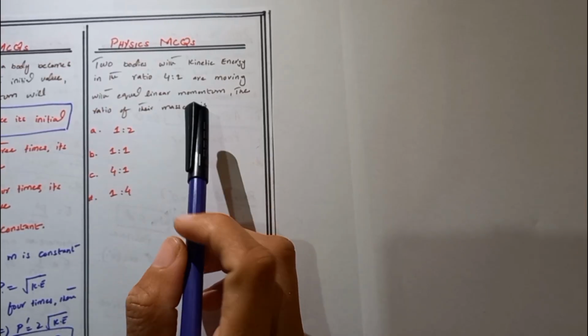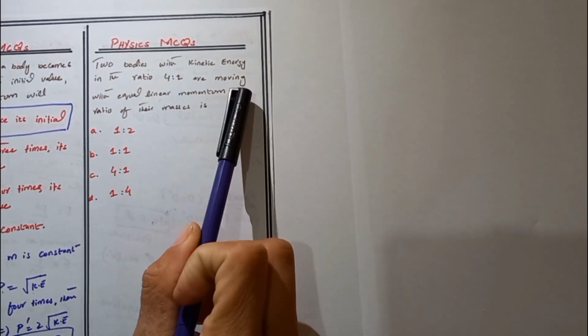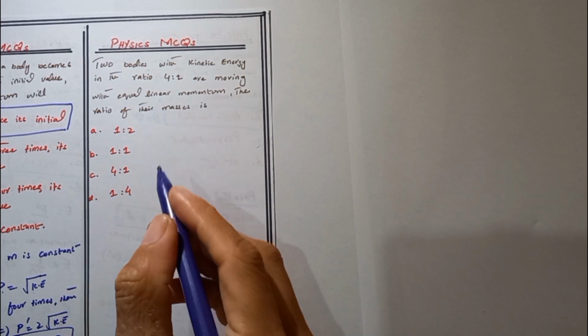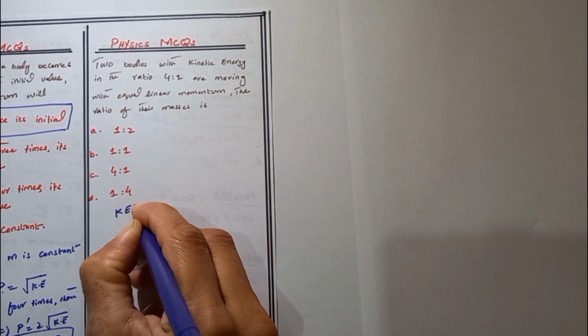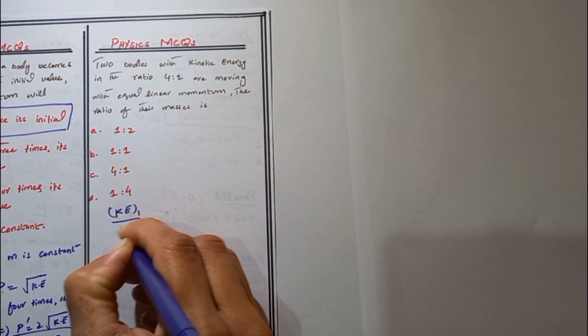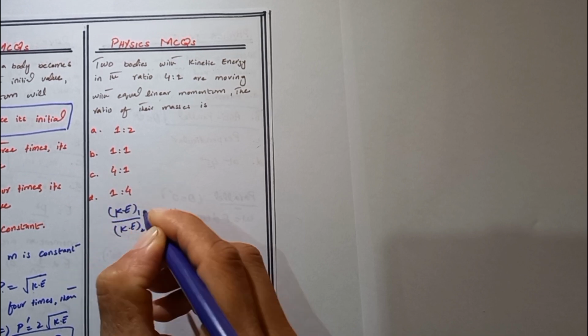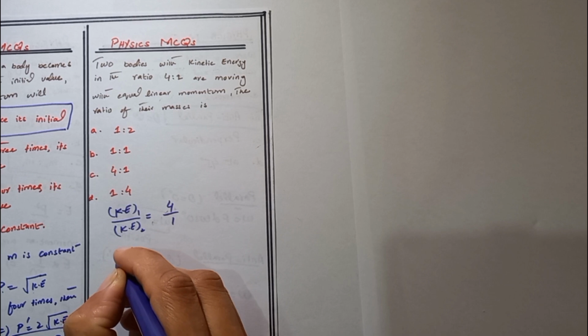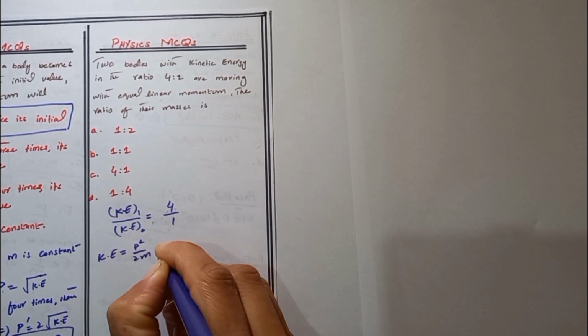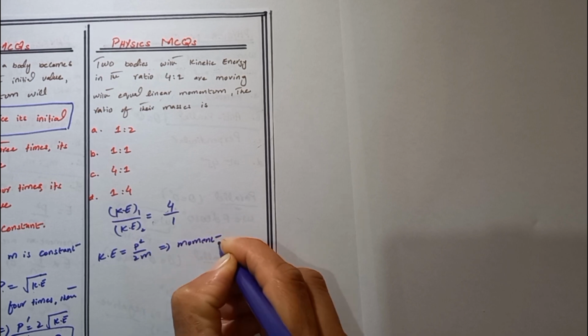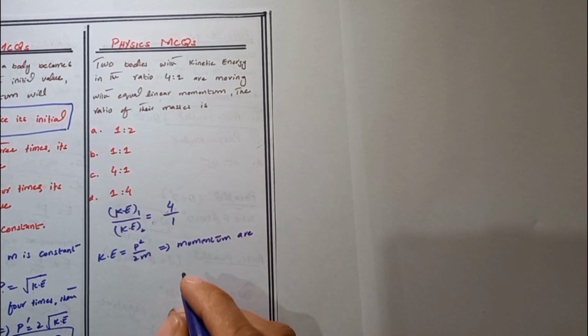Now we discuss the MCQ strategy. Two bodies with kinetic energy in the ratio 4:1 are moving with equal linear momentum. The ratio of their masses is? The two bodies have kinetic energy 1 and kinetic energy 2 in the ratio of 4:1. We know the kinetic energy formula is equal to P squared over 2m. In this case, the momenta are equal.